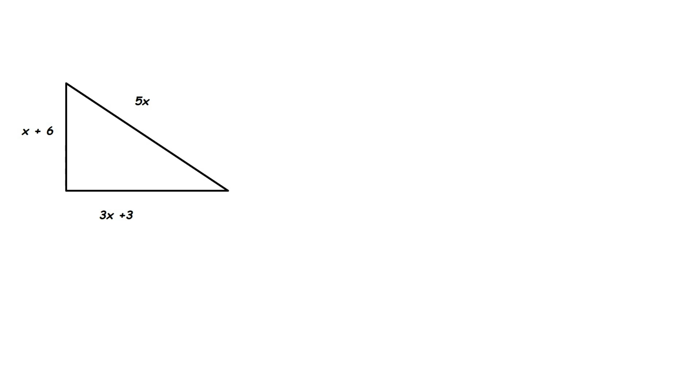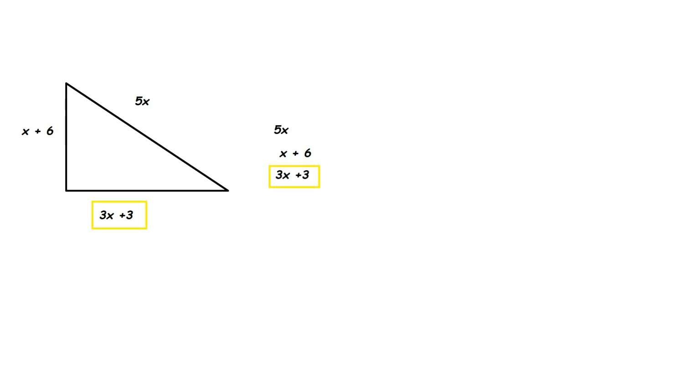All right, moving on to our next one. This time, we have to derive an equation from a couple of shapes. So we have a triangle. Triangles have 3 sides. We have 5x as our hypotenuse, x plus 6 is one of our legs, and 3x plus 3 as the other leg.